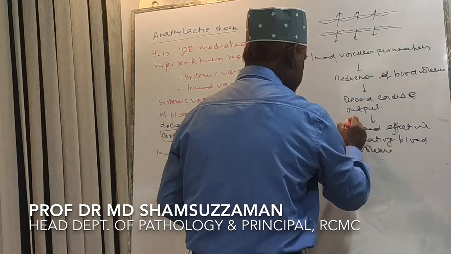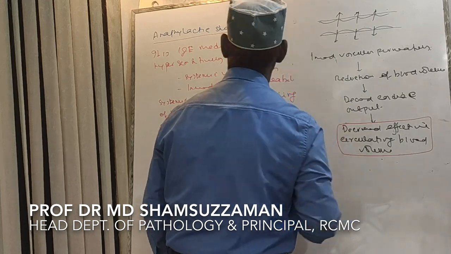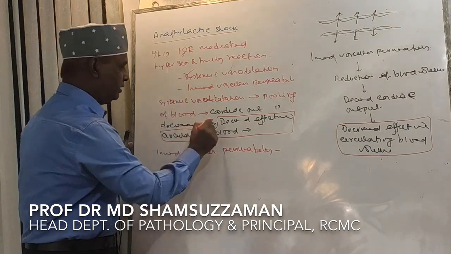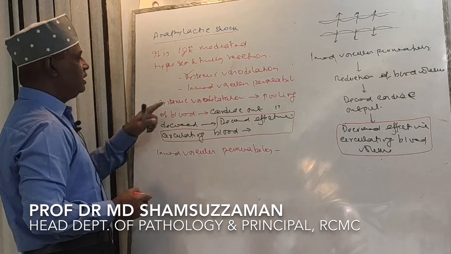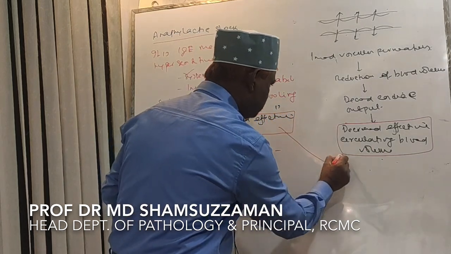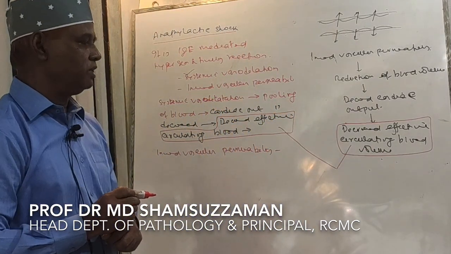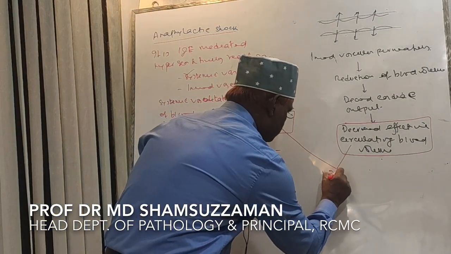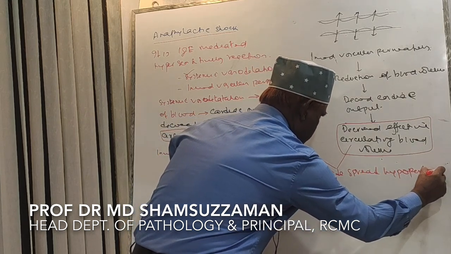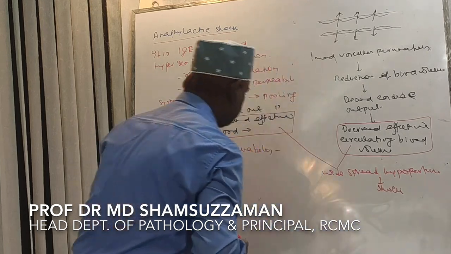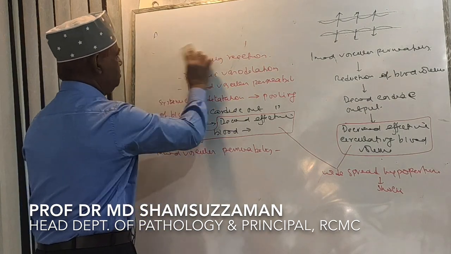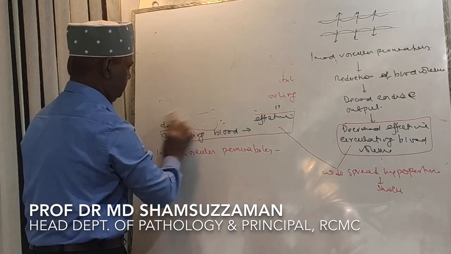Dear audience, you see, in IgE mediated hypersensitivity reaction, systemic vasodilatation leads to decreased effective circulating blood volume. Increased vascular permeability also ultimately leads to decreased effective circulating blood volume. As there is decreased effective circulating blood volume, there will be widespread hypoperfusion, and there will be shock. So this is the mechanism of shock in anaphylactic shock, that is IgE mediated hypersensitivity reaction.